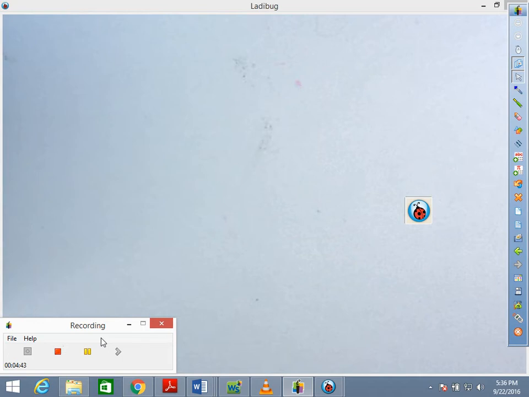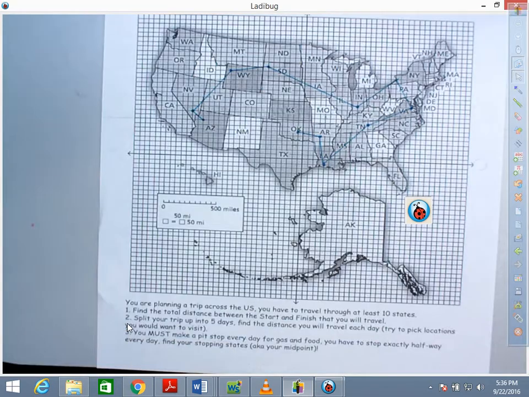So your directions are down here on the bottom, and it says that you are planning a trip across the U.S., and you have to travel through at least 10 states. I'm pretty sure I went through 10 states. 1, 2, 3, 4, 5, 6, 7. Oh yeah, I went through 10 states.